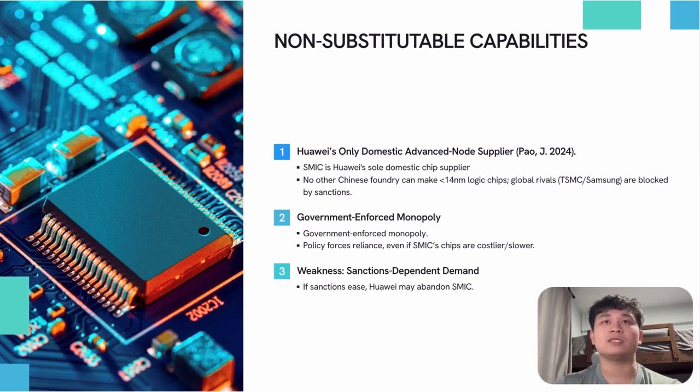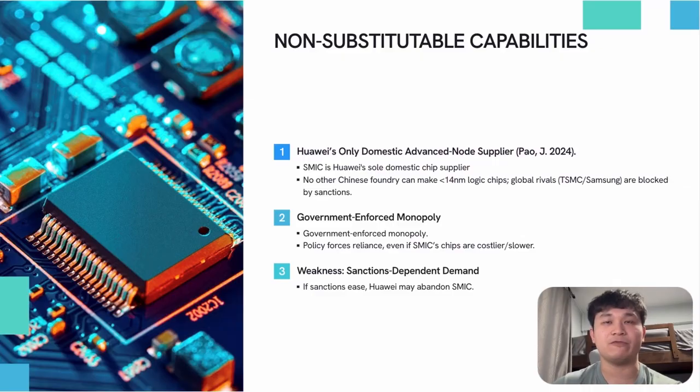SMIC's non-substitutability stems from two critical advantages. First, as Huawei's sole domestic supplier of advanced nodes, it maintains a monopoly-like position. Reports in 2024 confirmed SMIC will mass-produce 5nm chips for Huawei despite low yields and high costs. No other Chinese foundry can manufacture logic chips below 14nm, and global competitors like TSMC are blocked by US sanctions. Second, government intervention creates an artificial market. SMIC receives 80% of China's chip subsidies, while companies like Huawei and Xiaomi face pressure to buy domestic, even when SMIC chips are costlier and slower than global alternatives.